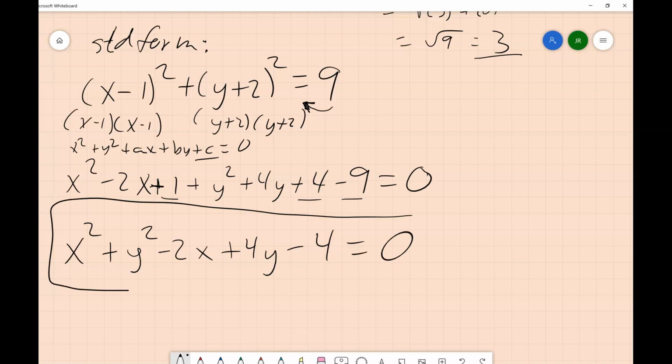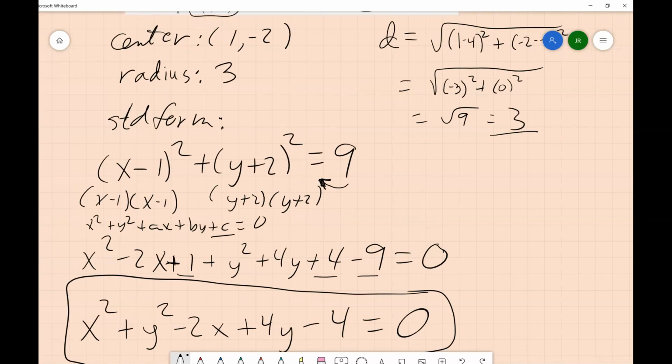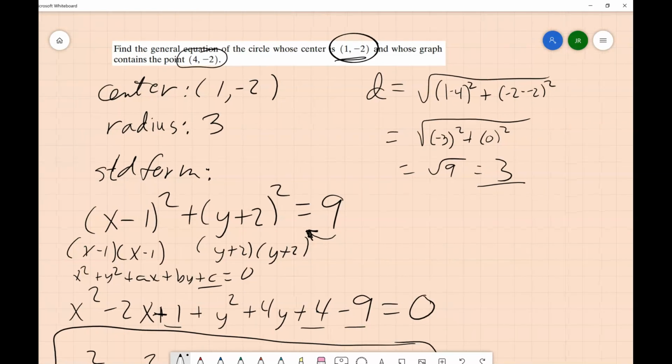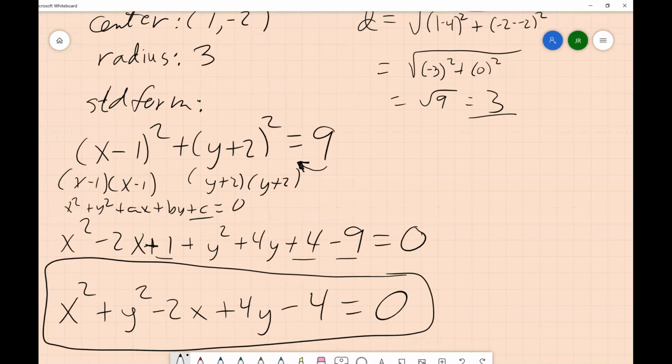This is the general equation of the circle, and I think I'm done. I think that's what it asked. Yeah, that's what it asked me to do. So that's the answer. And that's it for 2.3.